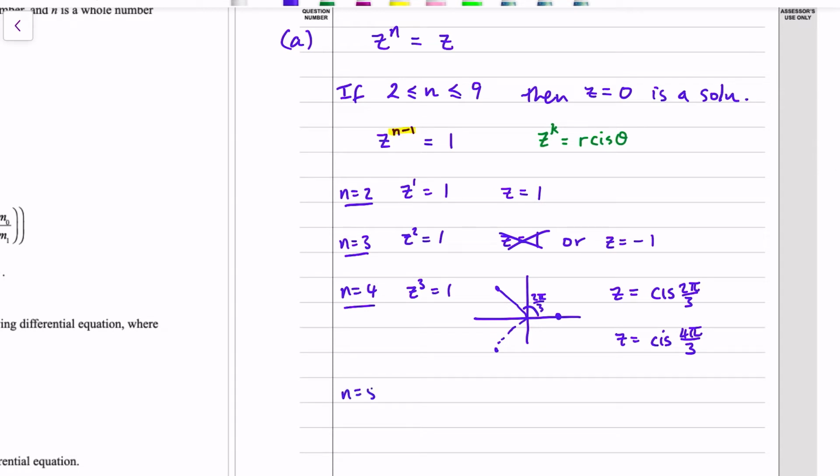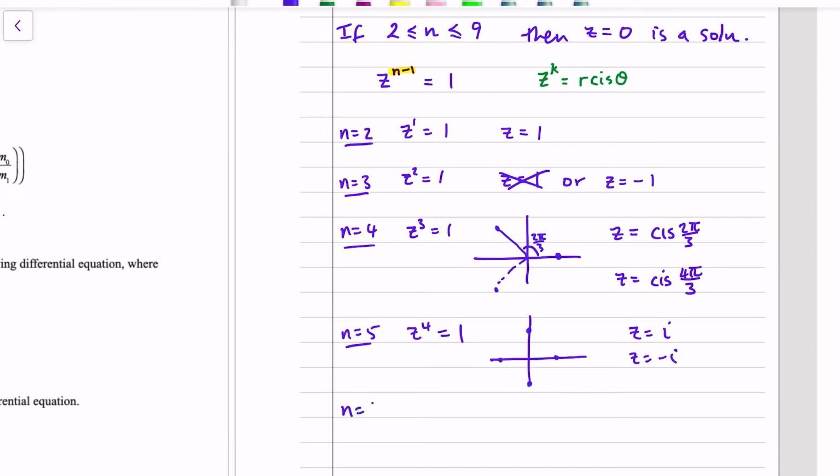n equals 5, that's going to be z to the 4 equals 1. Okay, that's going to have 4 solutions, starting at 1, all split 90 degrees apart. So that's going to be 1, which we've already got, negative 1, which we've already got, and then z is equal to i, and z is equal to minus i.